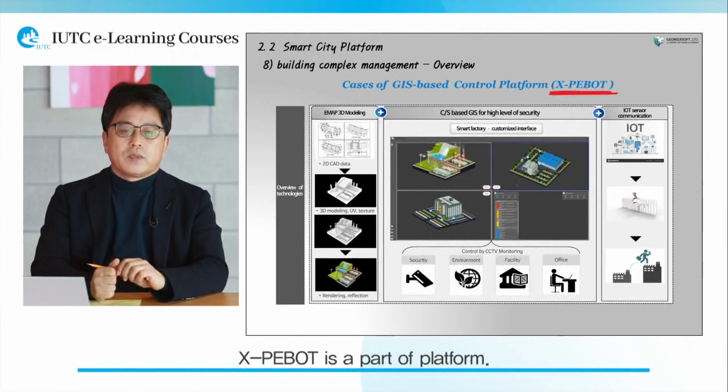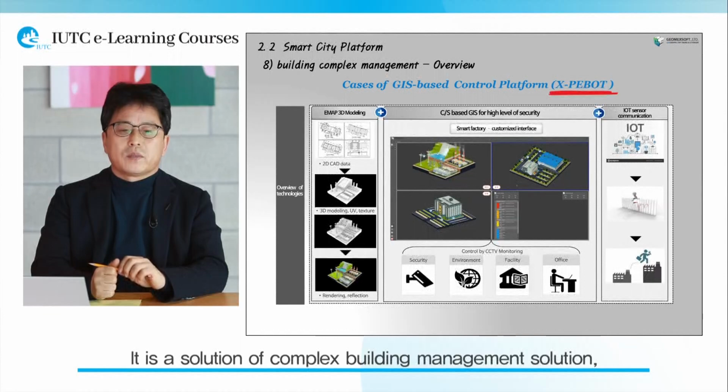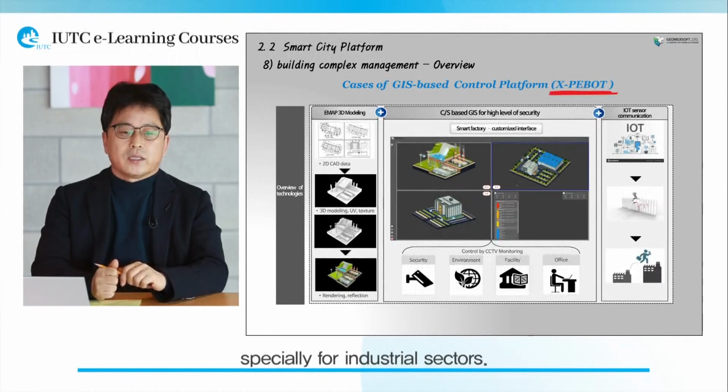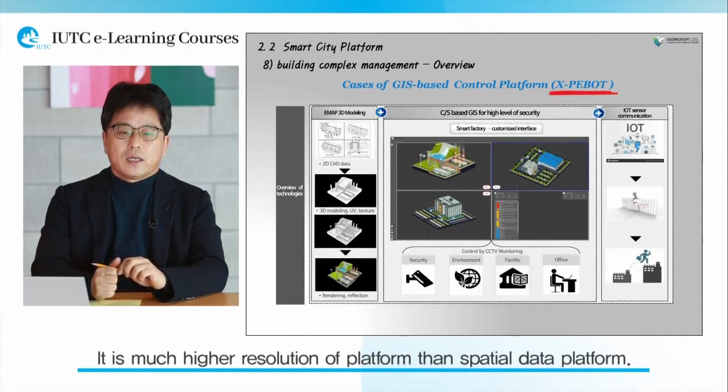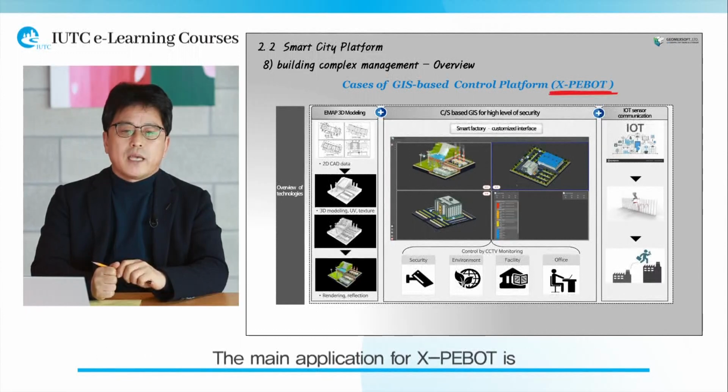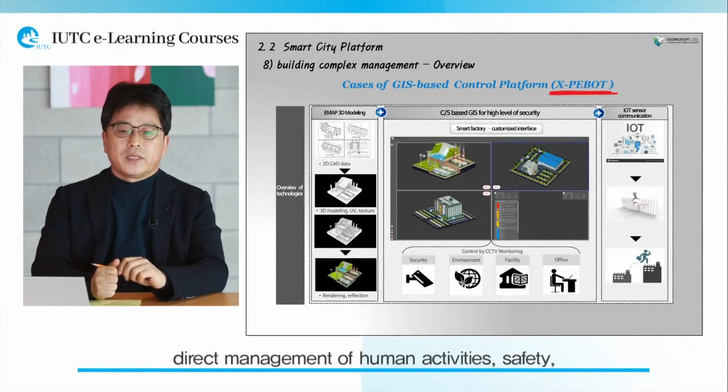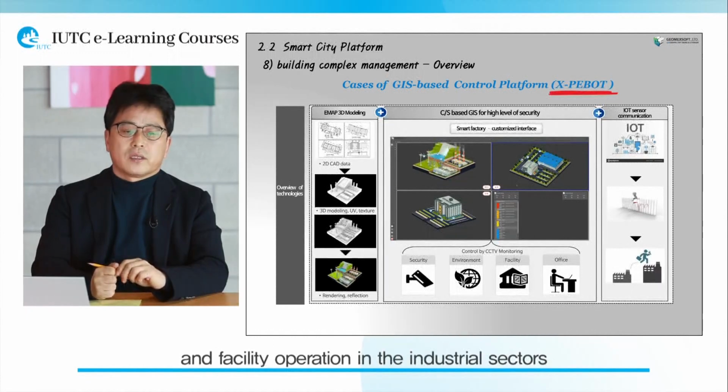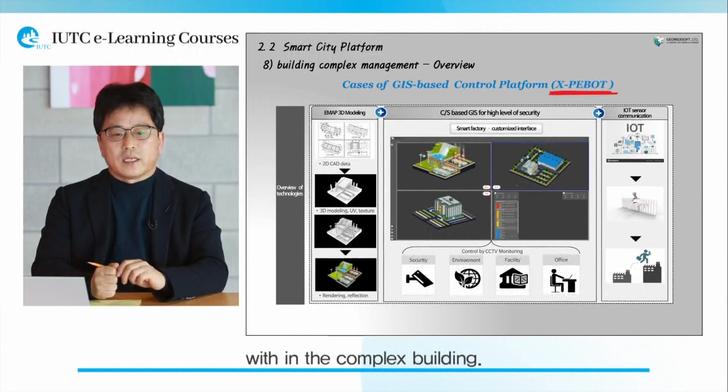XPivot is a part of the platform. It's a complex building management solution, especially for industrial sectors. It has much higher resolution than the platform, and the spatial data platform will manage XPivot as well. The main application for XPivot is direct management of human activities and safety, and facility operation in the industrial sectors within the complex building.